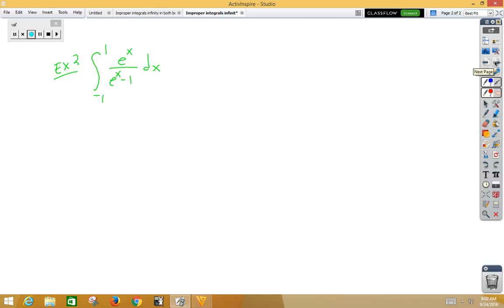Let's do another example. So in example 2, this one's a little more difficult to think about. Again, we're worried about when this will be undefined. Well, it'll be undefined when you get a 0 on the bottom. If you think about it, in order to make a 0, e to the x would have to be 1. Remember that anything to the 0 power is 1, so therefore when x is 0, we have a problem.